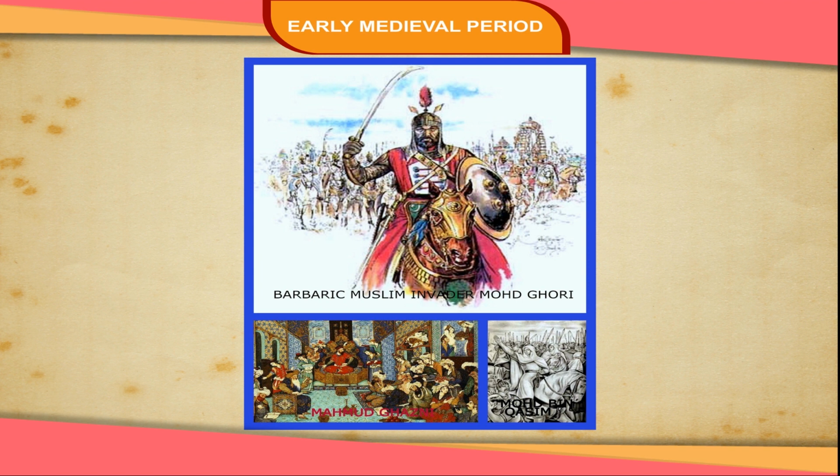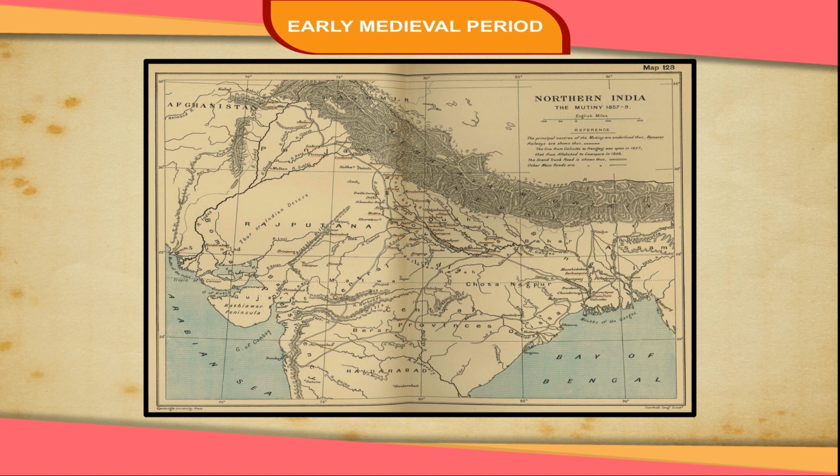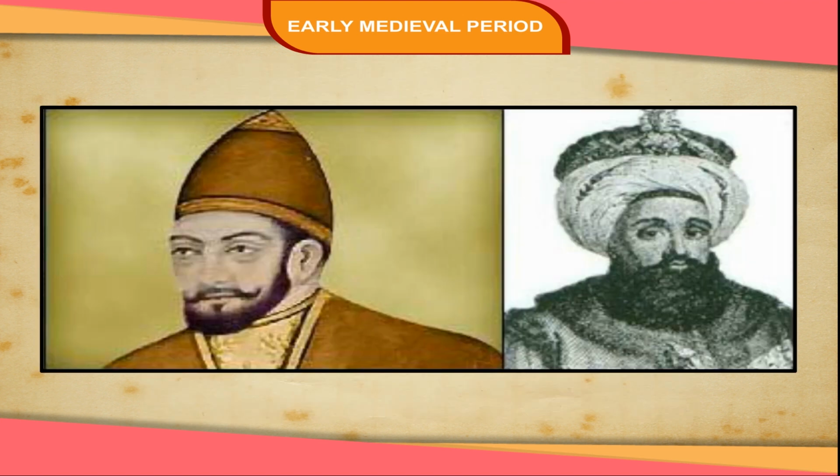Interestingly, he also defeated Jayachand of Kannauj later in 1194 CE. The Second Battle of Tarain ushered in Muslim rule in northern India. Having to go back to Ghazni, he entrusted the further conquests to his generals Qutbuddin Aibak and Bakhtiyar Khalji.